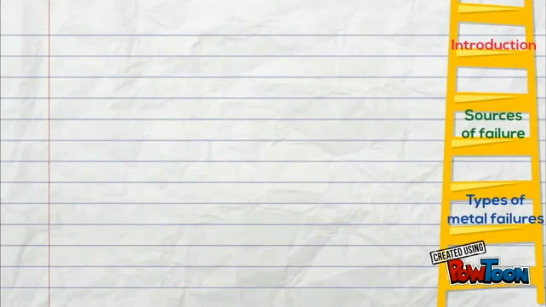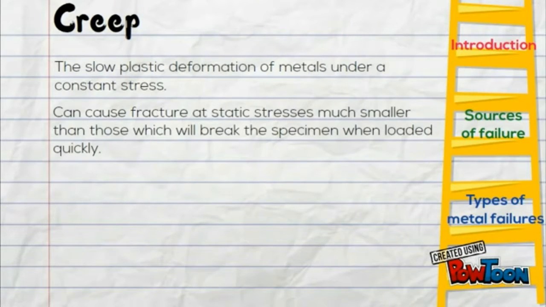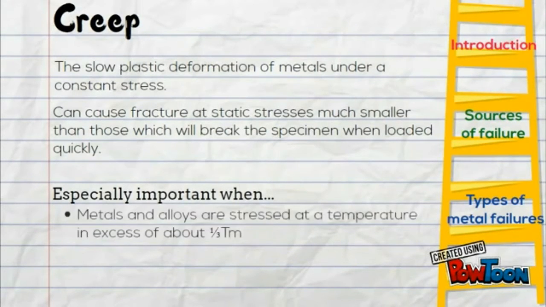And welcome back! Now we're at the final type of metal failure known as creep. Now, if this is the first time that you have heard of creep in the context of material science, it's probably a little different from the definition you already know. So, in this case, creep refers to the slow plastic deformation of metals under a constant stress. It can cause fracture at static stresses much smaller than those which will break the specimen when loaded quickly. It becomes increasingly important to consider creep in situations where metals and alloys are stressed at a temperature in excess of about 1/3 Tm, where Tm is the melting point in Kelvin if you remember. Or simply put, I'm referring to situations where equipment is operating at very high temperature.